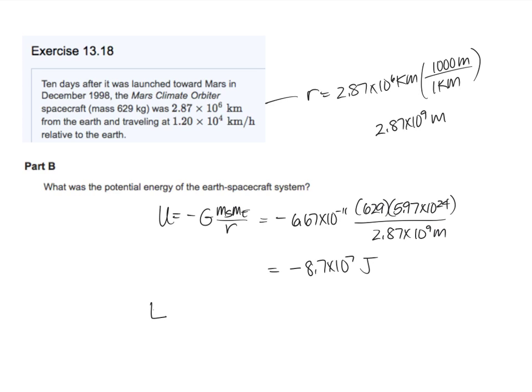If I add to get the total energy, which is the kinetic plus the potential, you might notice that my kinetic energy is larger in magnitude than the potential energy. So this is actually going to be greater than 0. And what that means is that the spacecraft is not bound to the Earth, which makes total sense. We don't want it to be bound to the Earth because it's going out into space so that it can orbit around Mars.